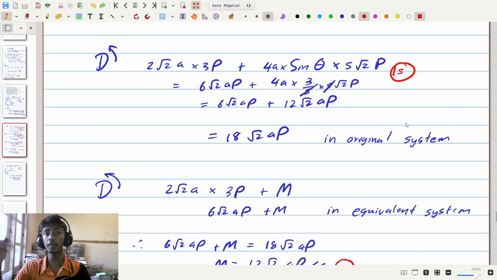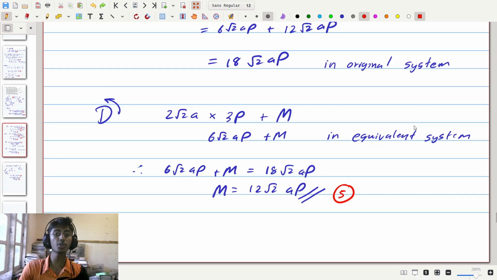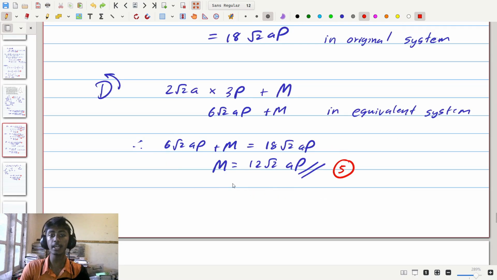Now for finding the moment m, when you take moments around any point, they've taken in the marking scheme the moments around A, but you can of course take around any point. I've taken around D. When you take moments like that and write down the equation, you get 15 marks. And then when you use the equation to eventually solve for m and get m equals 12 root 2ap, you get another 5 marks.